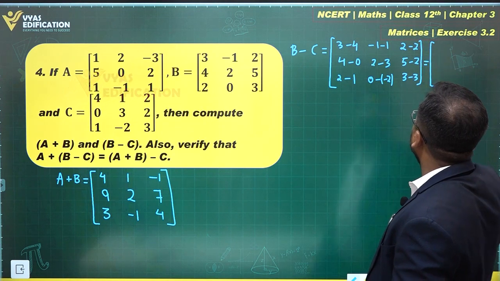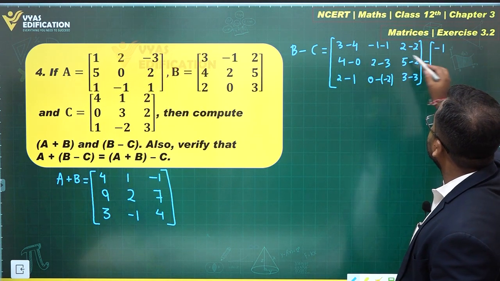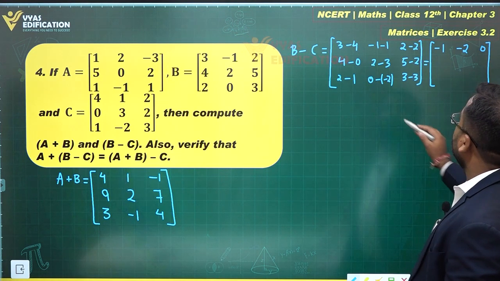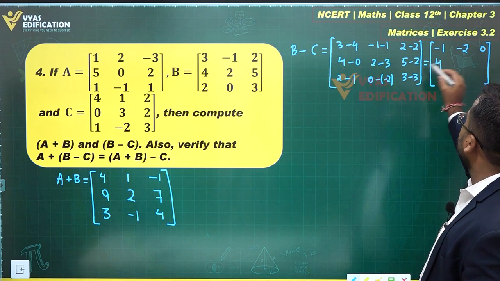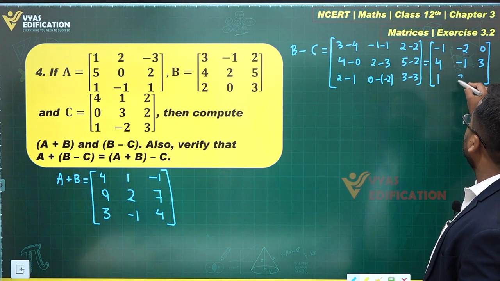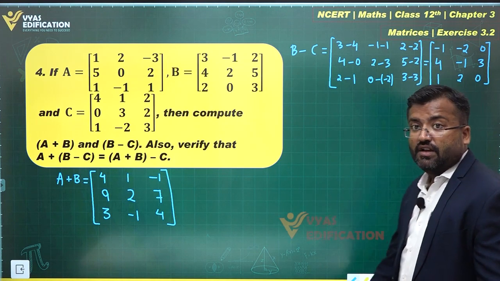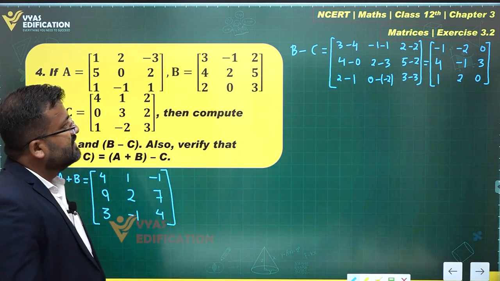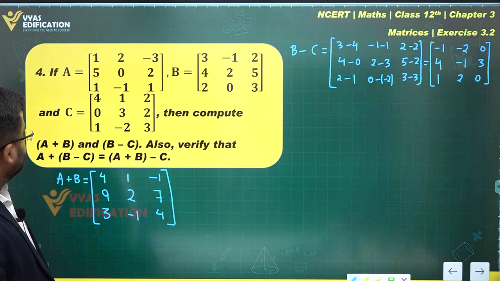What is this equal to further? This 3 minus 4, which is minus 1. This is minus 2. This is 0. 4 minus 0 is 4. This is minus 1. This is 3. 1 and 2 and 0. This is the matrix B minus C. This is what we obtain as B minus C.